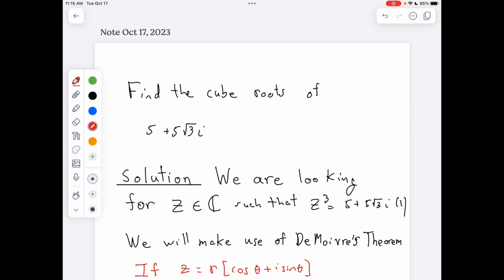All right, hello everyone. So today we're going to be finding the cube roots of complex numbers. We've got 5 plus 5 root 3i. Essentially, what we're looking for is numbers z in the complex plane such that when you take z to the third, it's equal to 5 plus 5 root 3i. That's what we mean when we say something is a cube root of something. That means you raise it to the third power and it gives you the number that's being asked for.